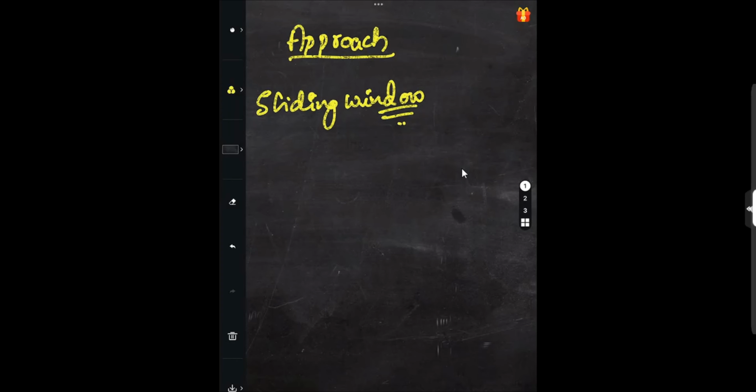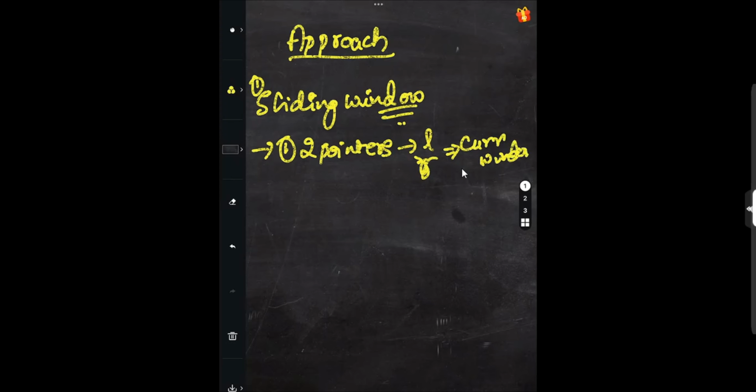The first thing we'll do is maintain two pointers. As we are going with the sliding window, the first step is maintaining two pointers, one left and one right, to define the current window. This is the first step. Then we'll make use of a hash map along with these two pointers.